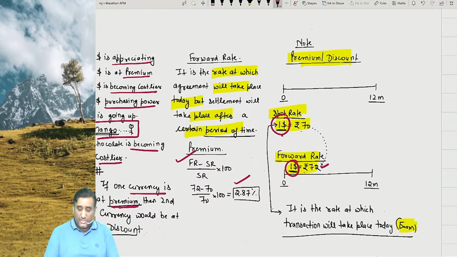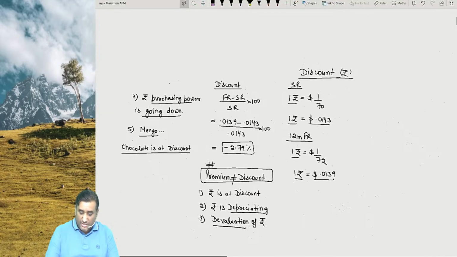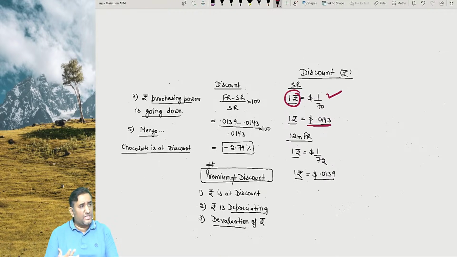Now if you have to find the discount on the rupee, then rupee has to be brought on the left hand side. Look at this. 1 rupee would become equal to 1 by 70. 1 rupee is today coming in... How can rupee be a chocolate? Just remember, left hand side is 1 unit of a commodity. One chocolate comes in $0.0143.